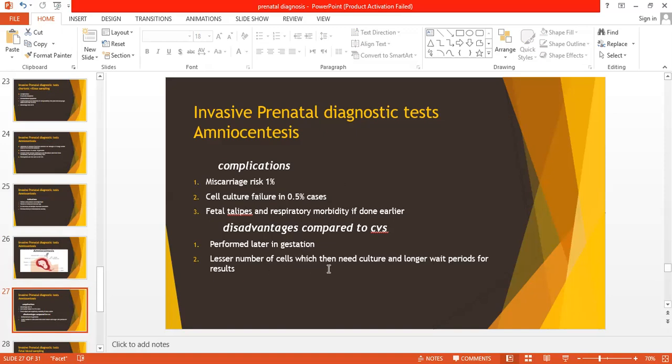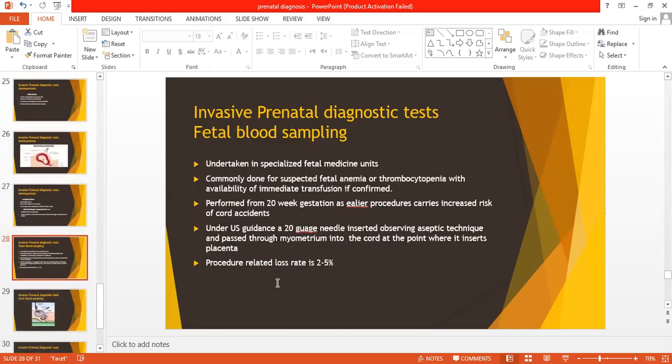Lesser number of cells are obtained which then need culture and longer wait periods. पहले आप culture करेंगे cell का, उसके बाद फिर genetic analysis होगी. Usually इसका result 2 weeks तक आ जाता है. Although now newer techniques are present like FISH, fluorescent in situ hybridization, which gives result in 48 working hours, but still it takes longer time than CVS. Because no culture is required in CVS, you get a sufficient amount of placental tissue.